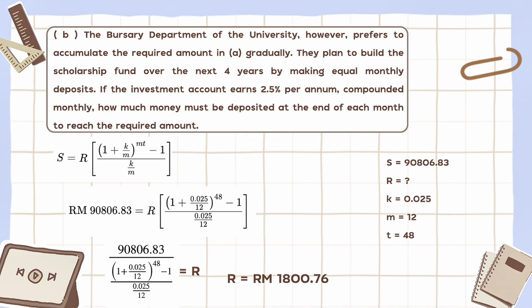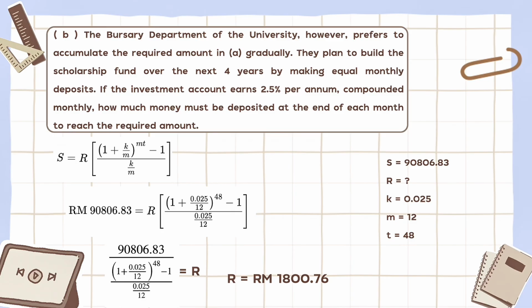For question B, we have to use the formula S equals R bracket 1 plus K divided by M, power MT, minus 1, divided by K divided by M. Now we have to identify all the information from the equation. The S is 9,806 ringgit and 80 cents. K is 0.025. M is 12 and the T is 48.